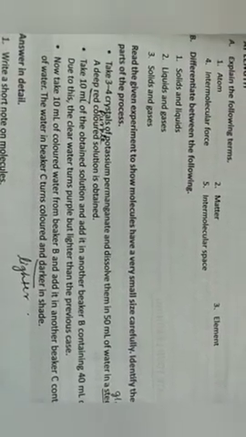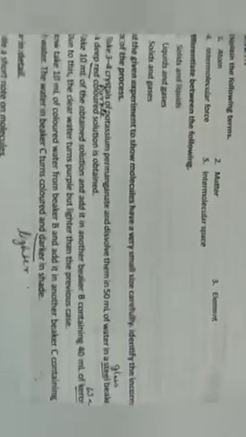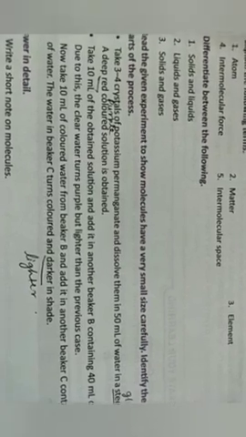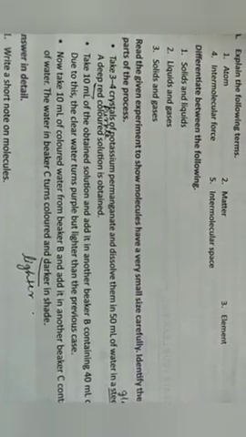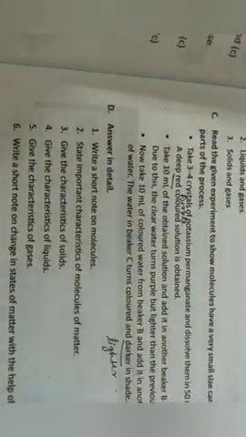Now take 10 ml of water from beaker B and add it to another beaker C containing 40 milliliters of water. The water in beaker C turns colored and darker in shade. You underline darker and write lighter in shade. Then write a short note on molecules. Answer in detail.